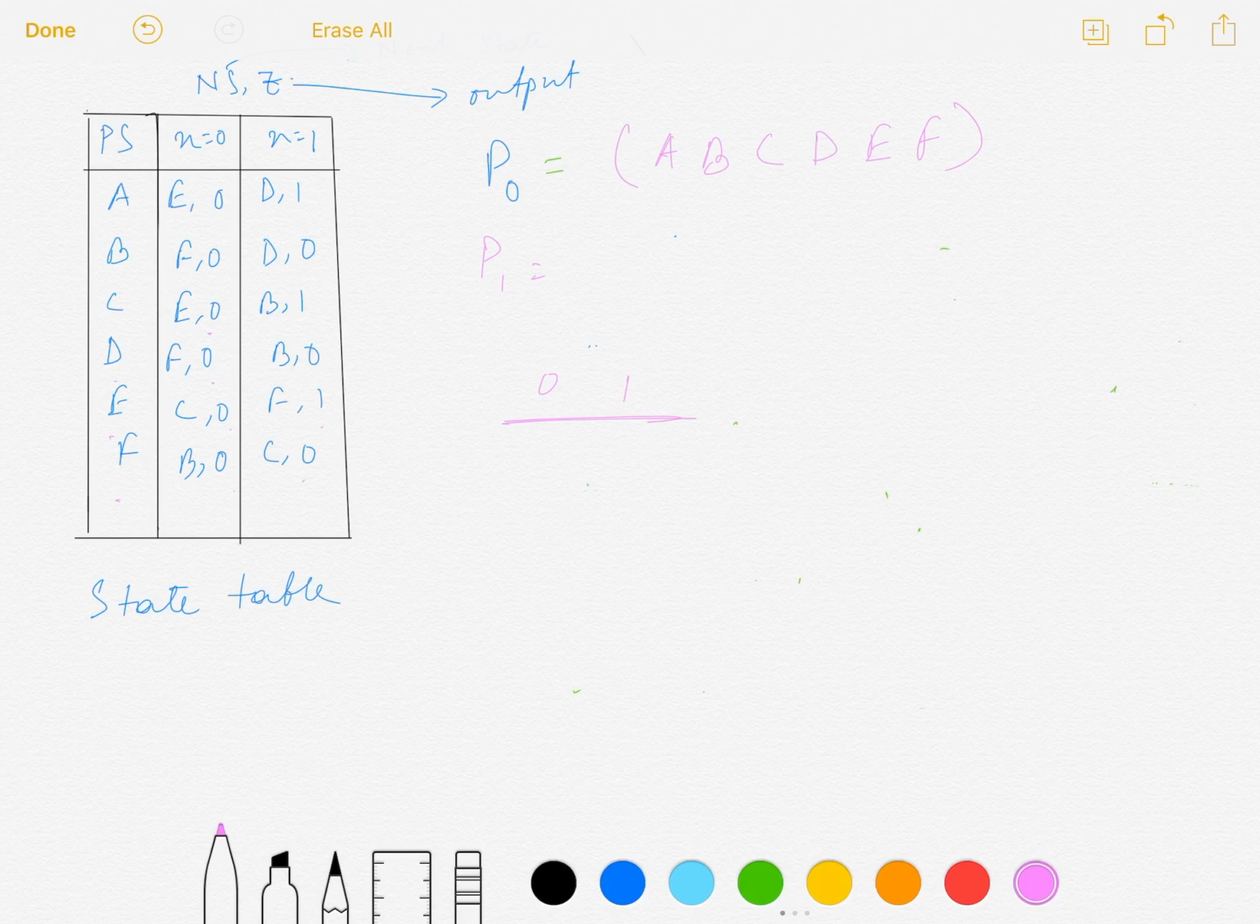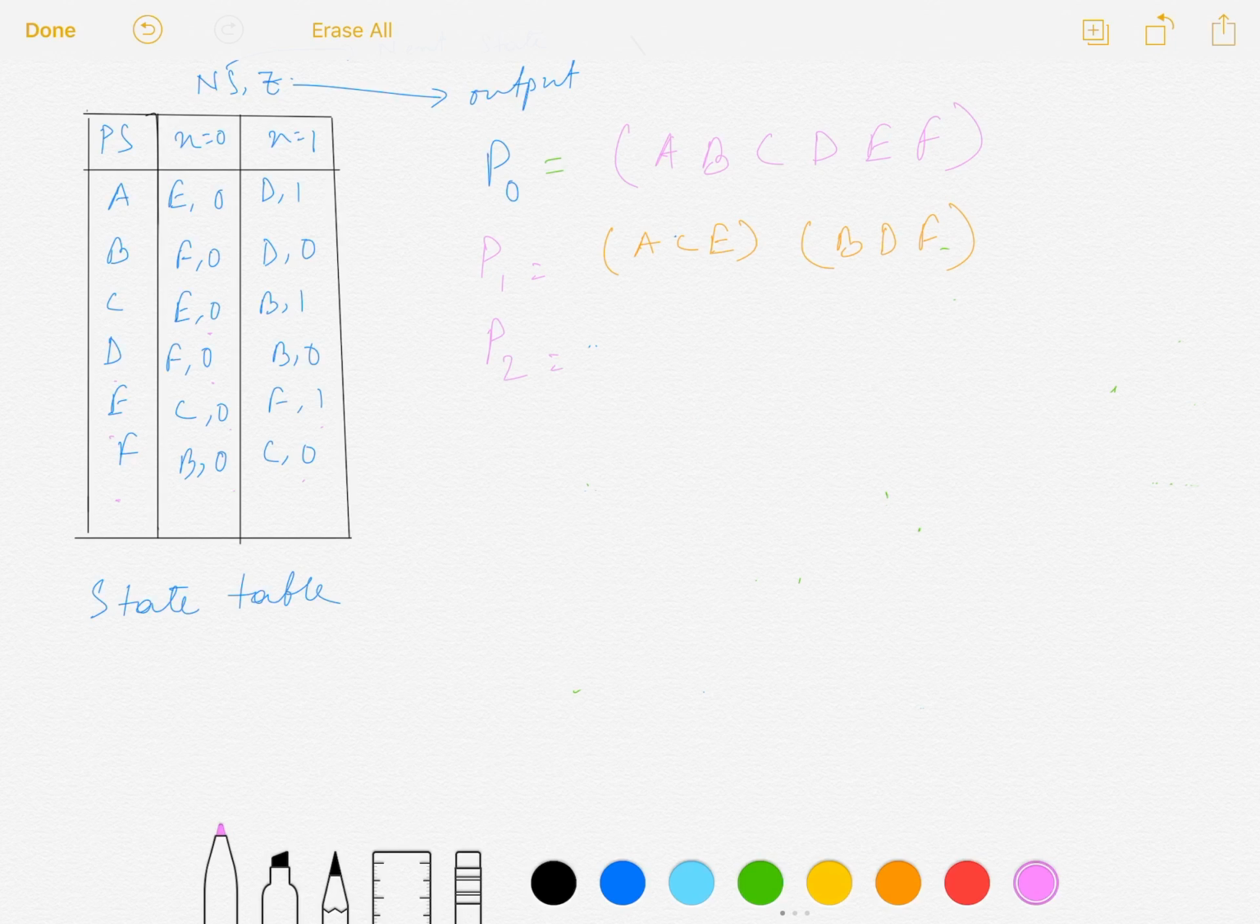Now, can I say that after giving an input sequence of length 1, that is 0 and 1, A, C and E are producing the same output, that is 0 1, whereas B, D and F are producing the same output, that is 0 0, right. Now, in the P1 partition we should keep A, C, E in one partition and B, D, F in another partition, because they are producing the same output.